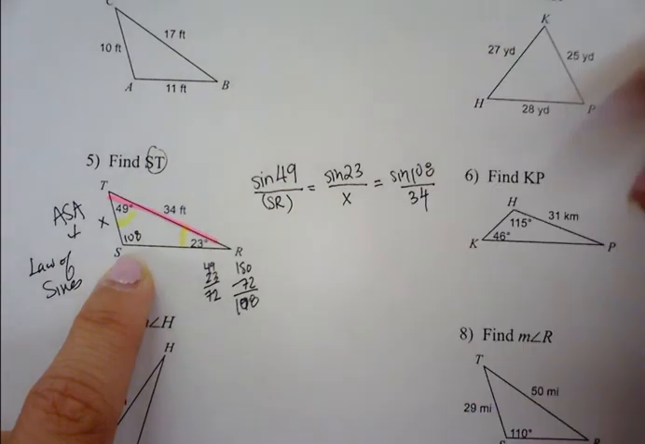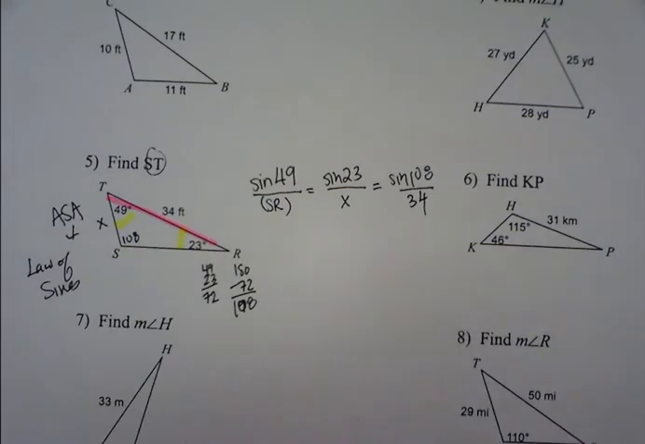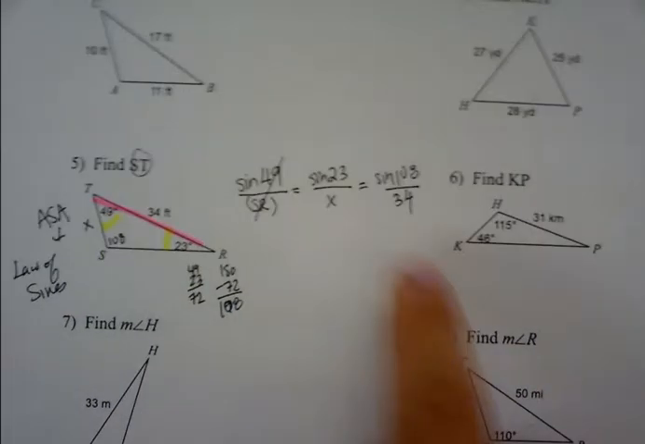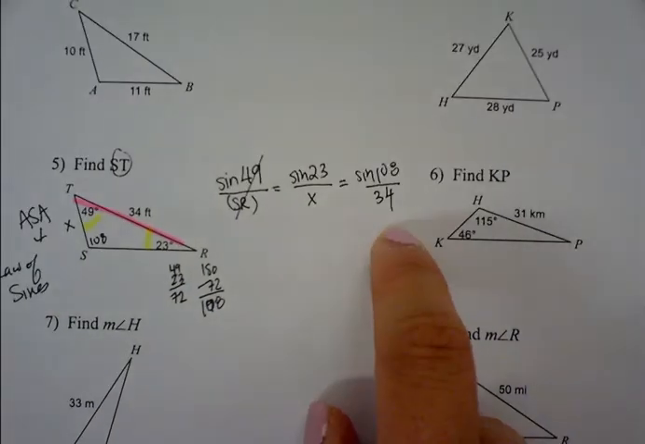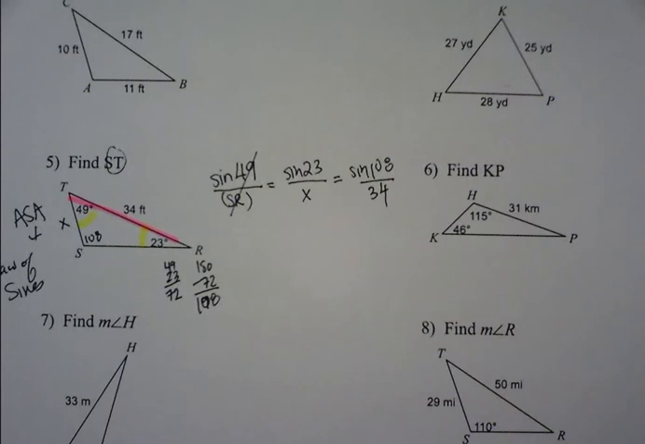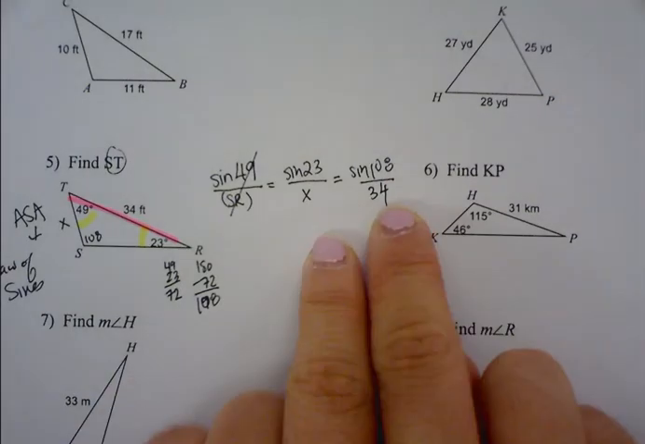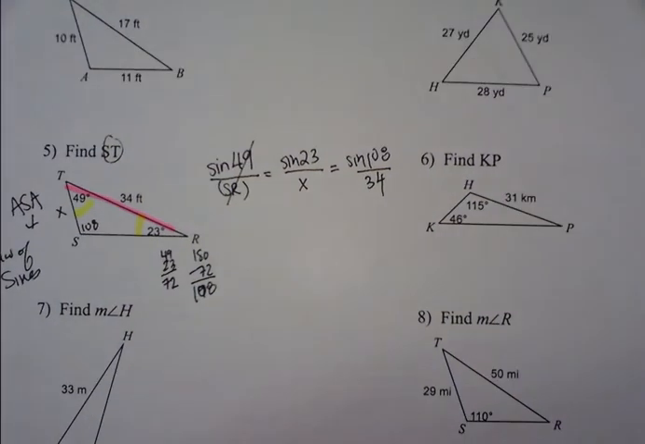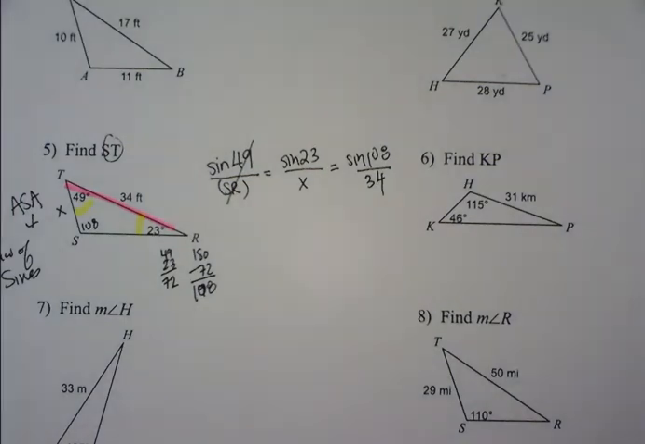Okay? Now which one do I not need? This guy. Now I have a proportion. Okay? Now what should I do? Does everybody see how we got this proportion? Are you comfortable with that? Now I need to solve for x. So I'm going to multiply 34 on both sides first.